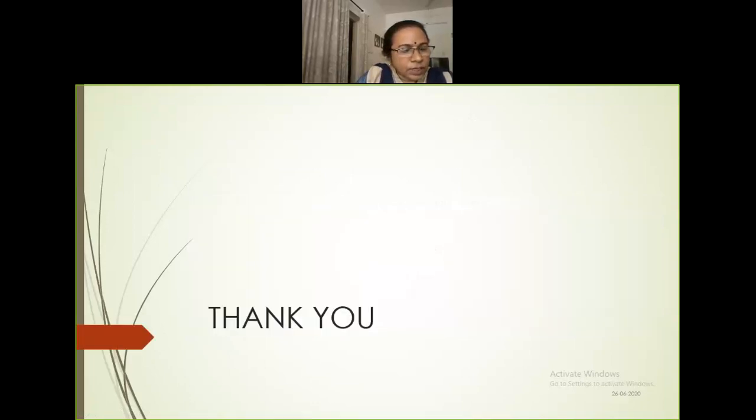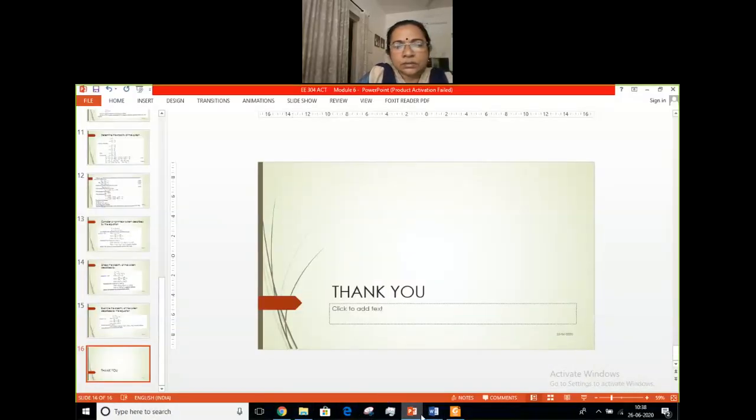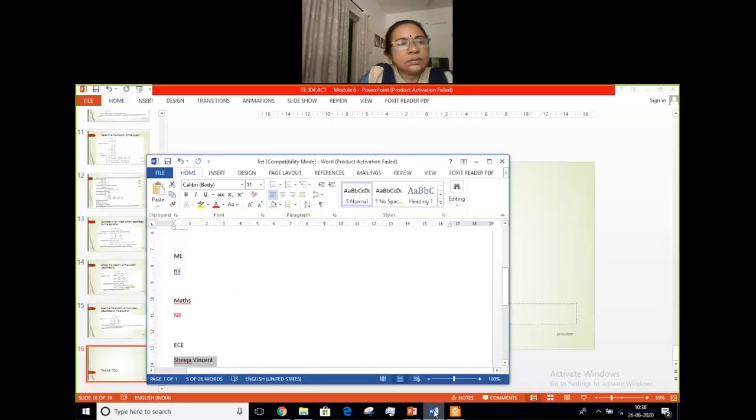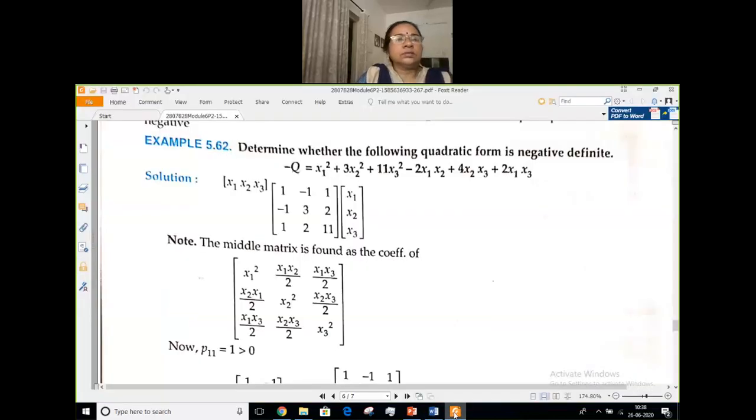Now we will go for another problem. I will show it. Okay. Copy this question too, everybody. Determine whether the following quadratic form is negative definite. Okay. Minus Q is equal to x1. Copy the question. This is a question given to you.